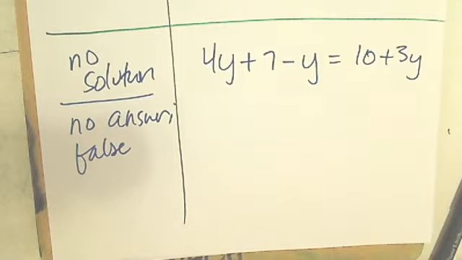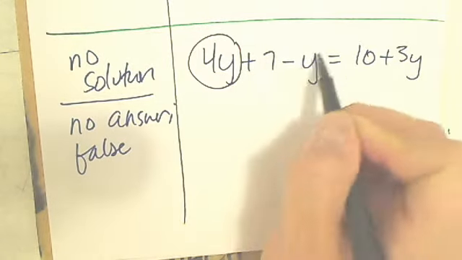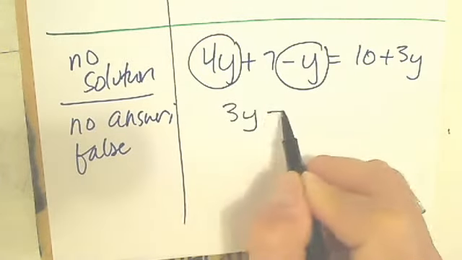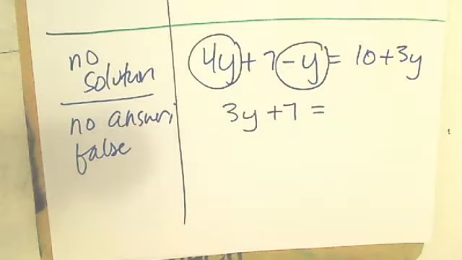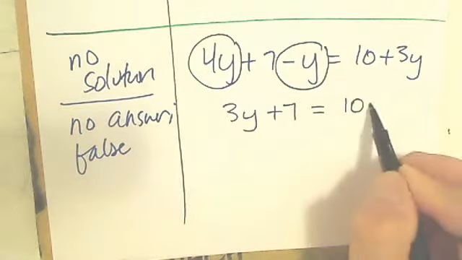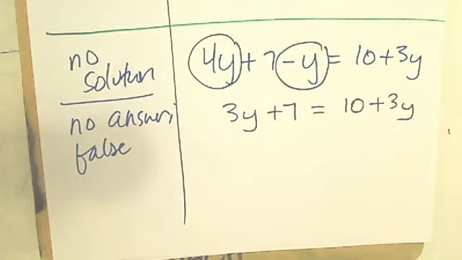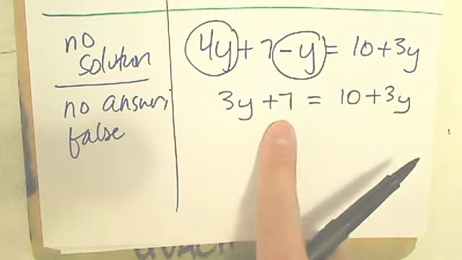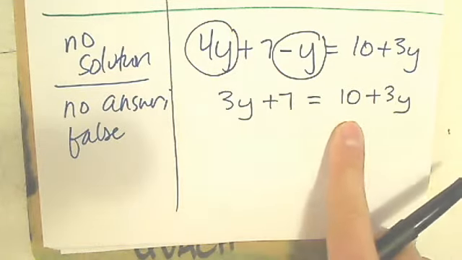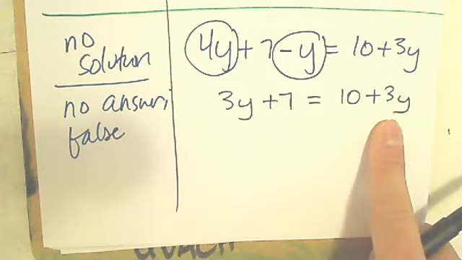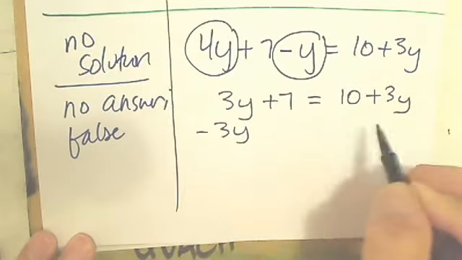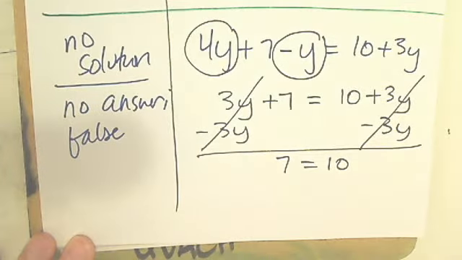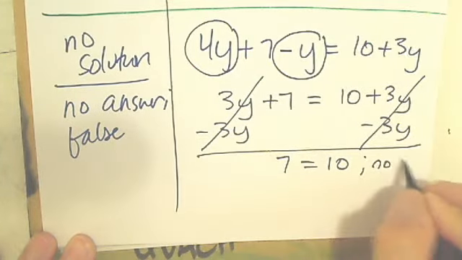4y plus 7 minus y. Combine like terms. You get 3y plus 7, right? On the left side. Can we combine anything on the right side? That comes down. Okay. What are your options? Subtract 3y, subtract 7, subtract 10. What happens if I take 3y away on both sides? You get 7 equals 10. That is false. No solution.